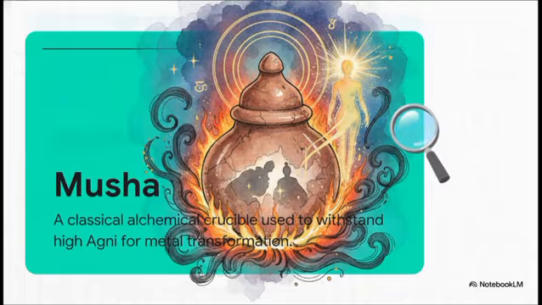Historically and philosophically, the musha is deeply symbolic. It represents the cosmic womb. Within this sealed, high-pressure environment, base elements undergo extreme stress and fire to achieve dehasiddhi, which is the historical, albeit completely unproven, claim of absolute bodily perfection and immortality.